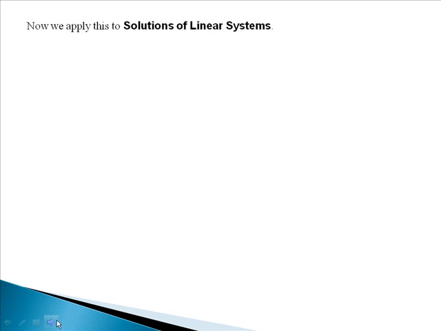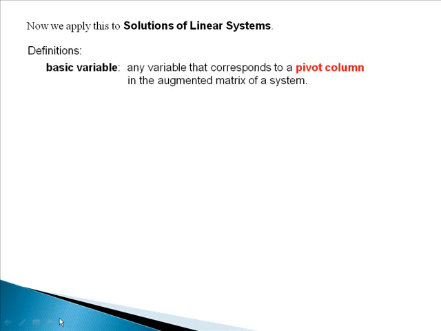Now we apply this to solutions of linear systems. Here's a few definitions. A basic variable is any variable that corresponds to a pivot column in the augmented matrix of a system. And a free variable is all non-basic variables.